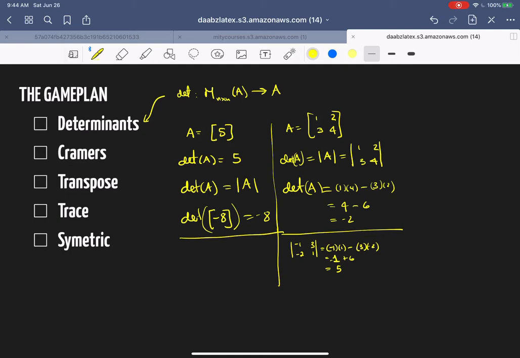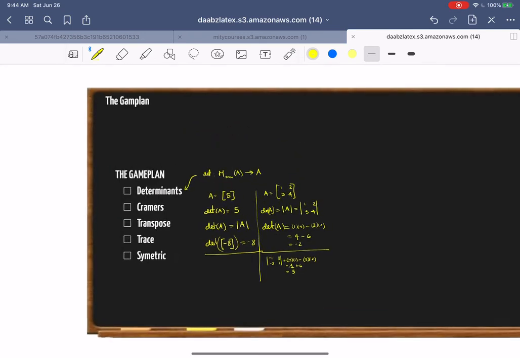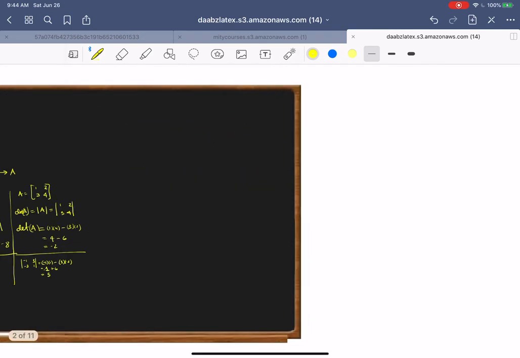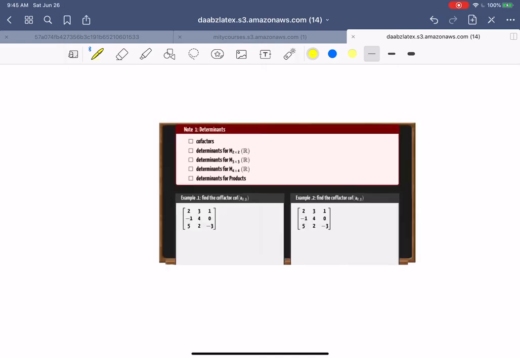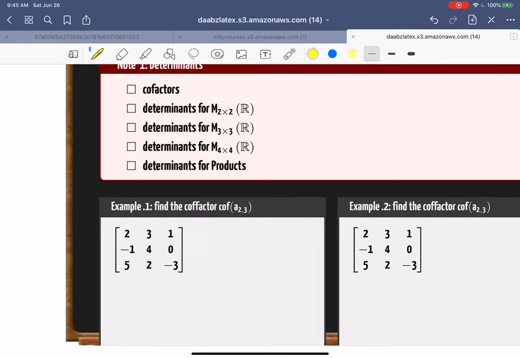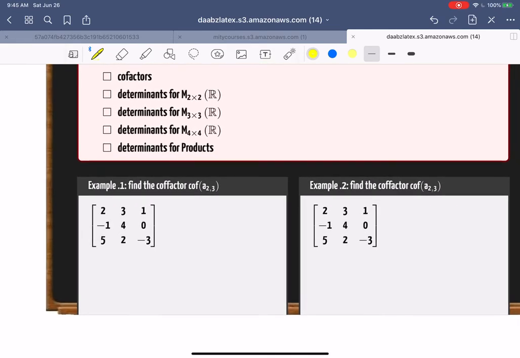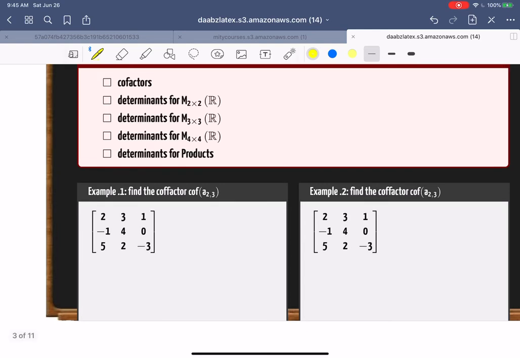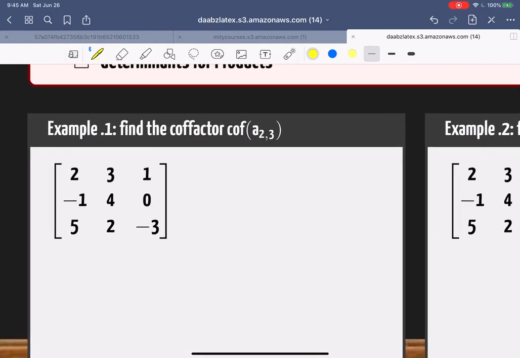Now the 3 by 3s get a little bit more interesting, so let's actually go forward, and I think I have some examples set up for us on the next page. Oh yeah, the cofactors. So let me come back to, let's talk about cofactor. So the cofactor of every one of these guys, 1, 2, 3, every one of these has what we call a cofactor.